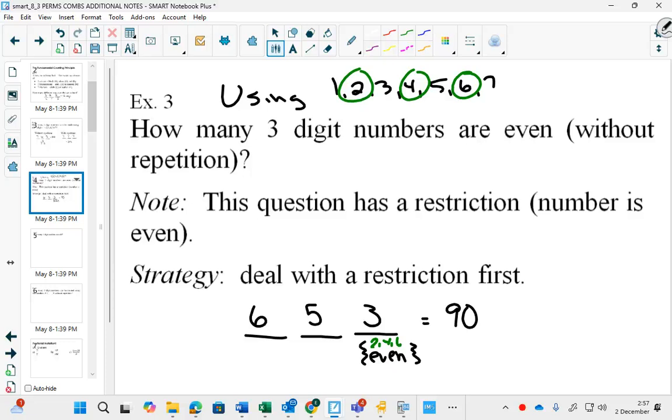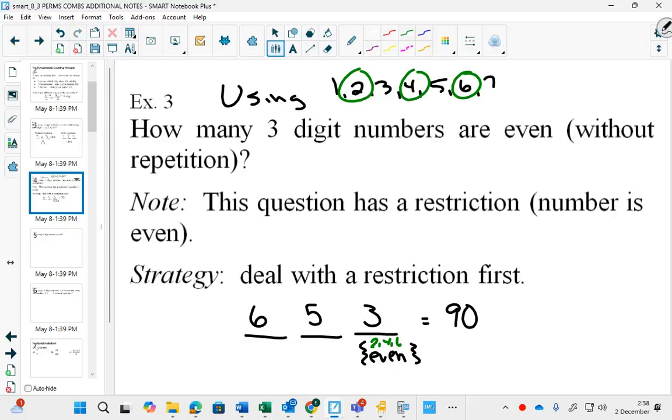This is a new strategy of how do we count when there's a restriction. Label the restriction and do that first. Because we guaranteed, by doing this first, we guaranteed our last number was either a 2 or 4 or 6. Can you see that if you pick the 4, it's still possible to have a 2 out front? If you pick the 4, it's still possible to have a 6 out front. And if you pick the other one, it's still possible to have the other one in front.